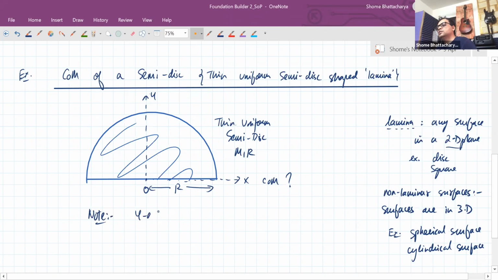Sir, is this an example of a surface or linear distribution? It's an example of a surface. You can see it's shaped like a lamina, so the mass is distributed over a surface. Okay.